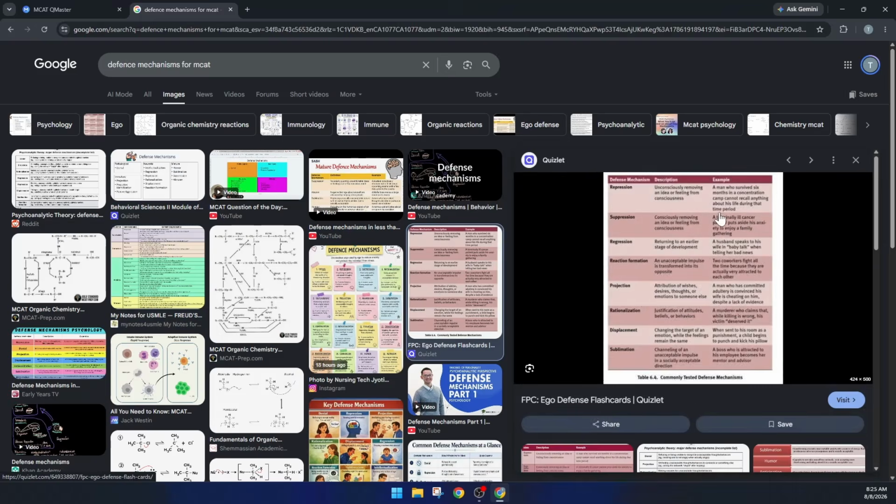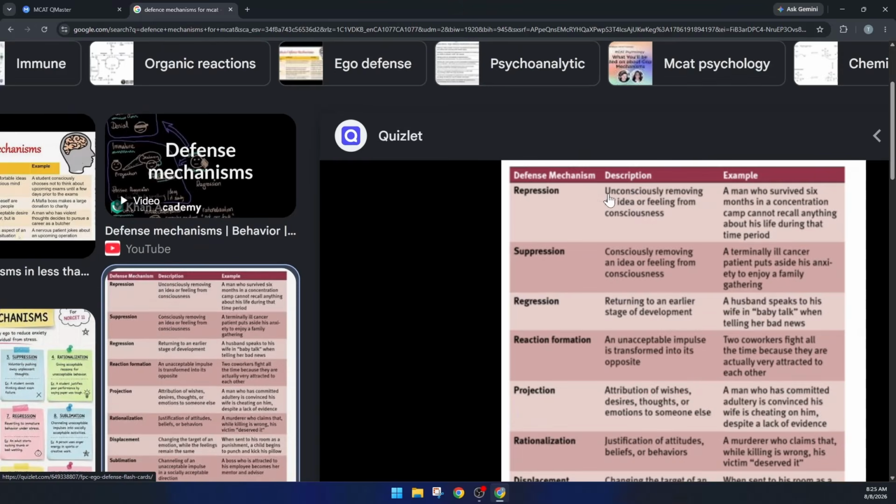But you should know, for example, what is repression? Repression is when you unconsciously remove an idea or feeling from your conscious in order to make something feel better and lower your stress, right?